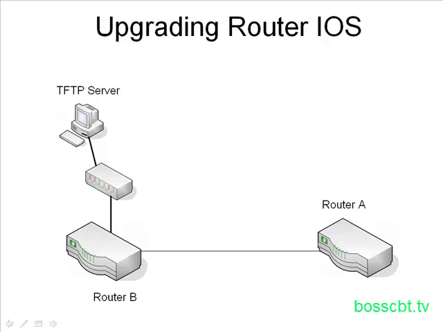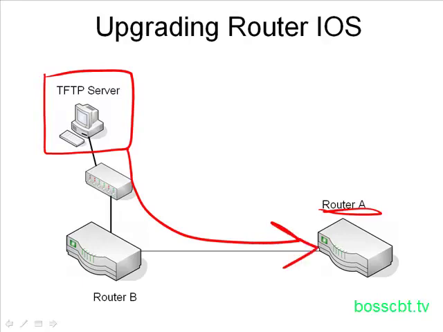So the upgrade process is relatively similar. Here, we start off with a new image on the TFTP server, and we want to go ahead and put it onto router A. So what we'll do in this case is we're going to go in the opposite direction. We're going to copy the file from the TFTP server over to router A. So let's go ahead and jump on router A and perform this part of the process.